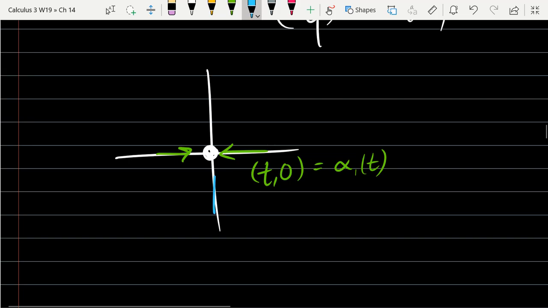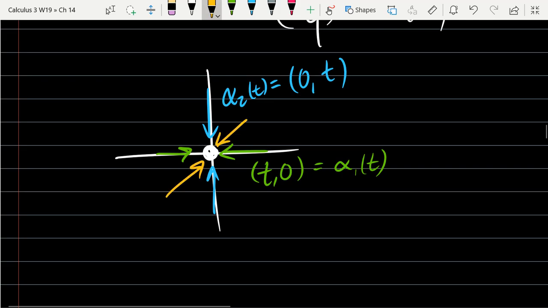Now I'll switch to blue, and I want you to write down alpha 2 of t, a function that leads to the origin along this path. It should be pretty obvious what alpha 2 is. So what function is alpha 2? Zero, t. All right, let's get a third path going. So I could approach in this kind of diagonal way, and we'll call this alpha 3 of t. What is this third path, assuming that I'm approaching at a 45 degree angle? t, t. So they're both the same coordinate.